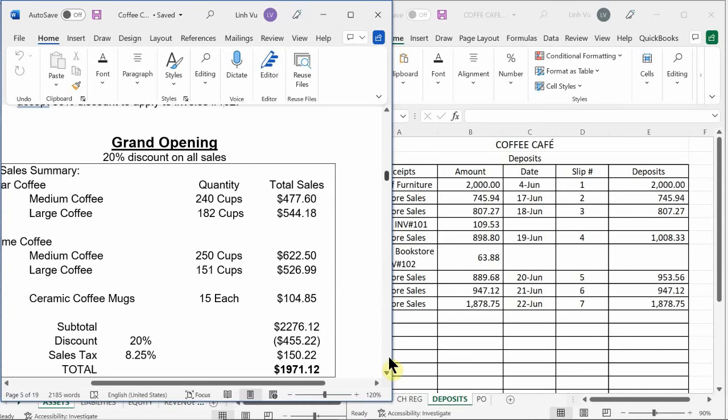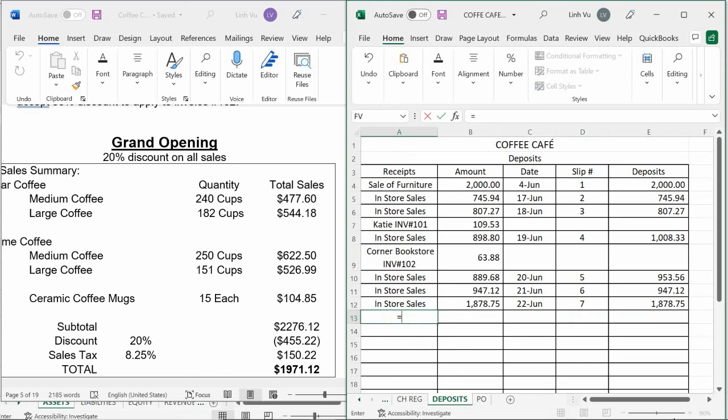for the $1971.12 for in-store sales. $1971.12. Okay, and today is the 23rd. And this is deposit number 8 for the $1971.12.